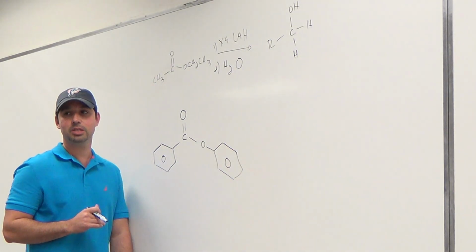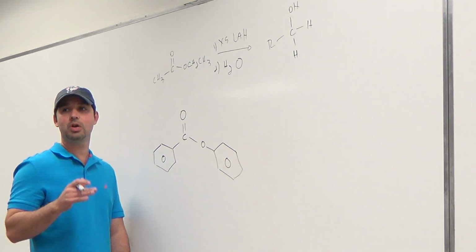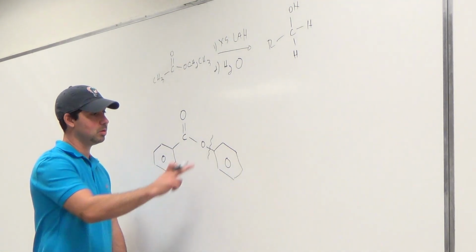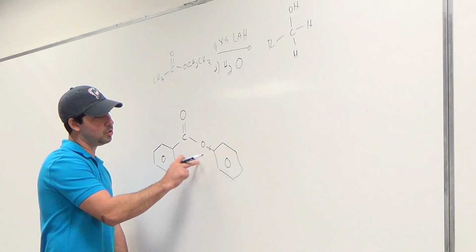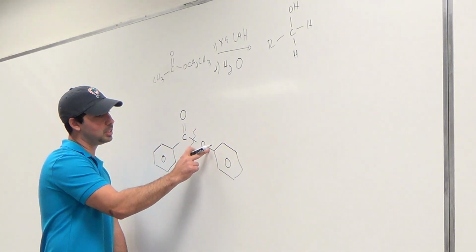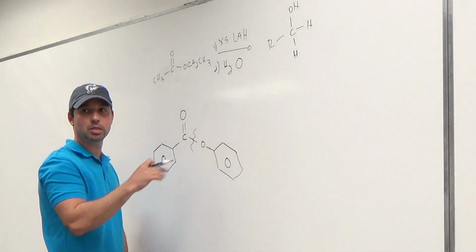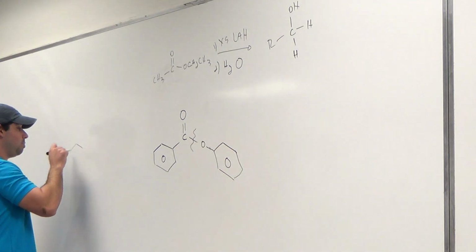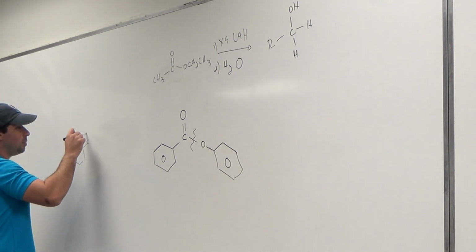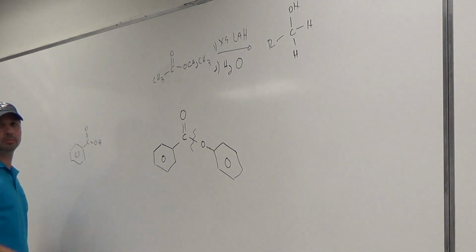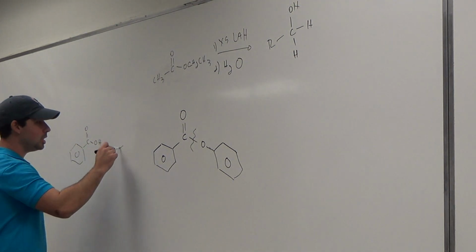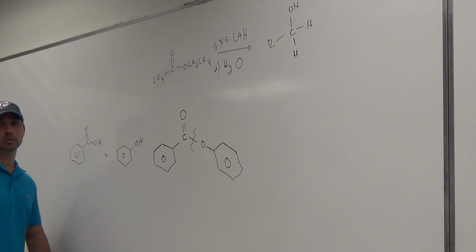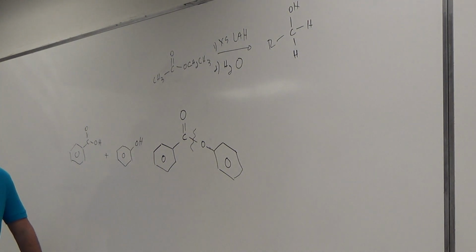So how do we make this ester from what and what? Where do we cut it? Do we cut it here? No. Can't cut it there, okay? We got to cut it where the ester is. We got to cut it here. And this came from a carboxylic acid and an alcohol. So how did we make that? We made this from the carboxylic acid and the alcohol. And the alcohol was this. Okay? Yes or no?